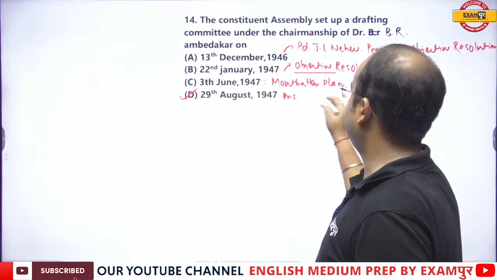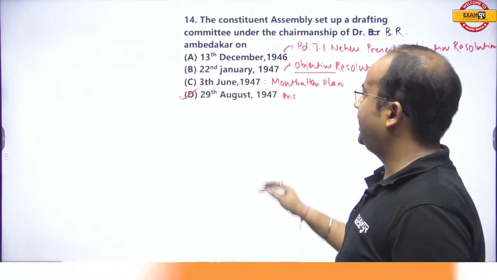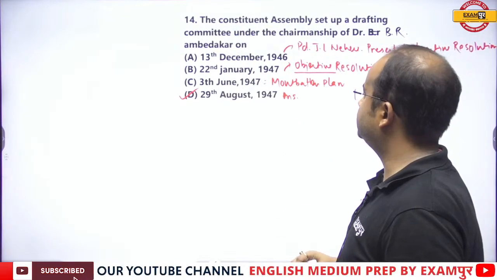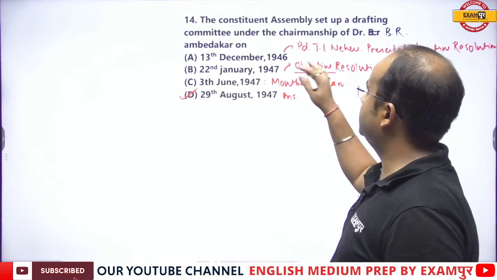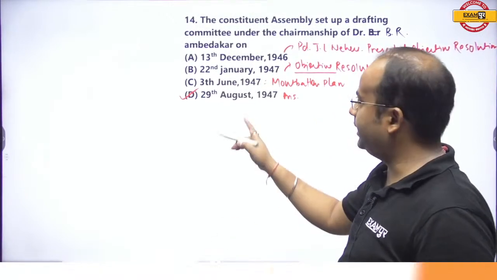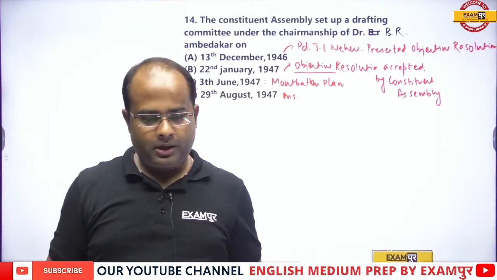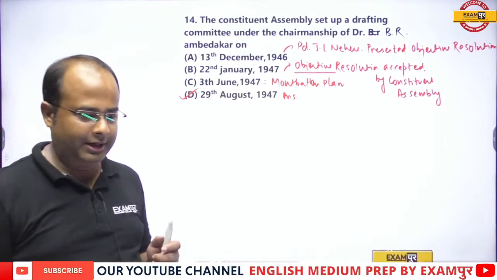3rd June plan, that was also called Mountbatten plan for the partition of India, and on 29th August 1947, drafting committee was formed. So correct answer will be, guys, option D.